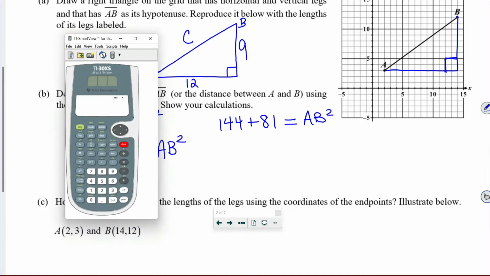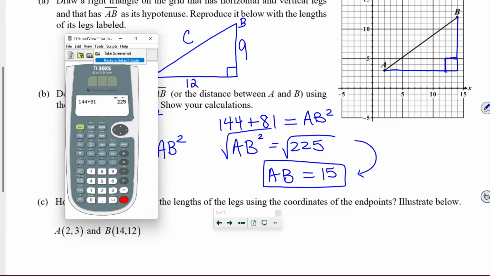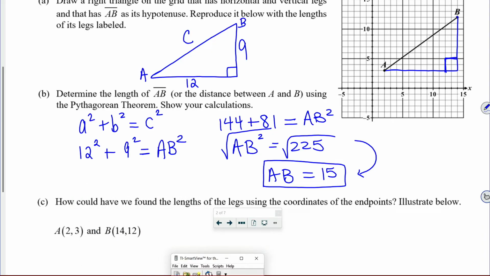If needed, bring your calculator out at any point in time that you need to. You don't want to botch calculations just because you didn't take it out. So AB squared is going to be 225. Take the square root of both sides, and AB is going to be 15. Again, if you don't know that the square root of 225 is 15, grab that calculator. All right, let's put our calculator back away.